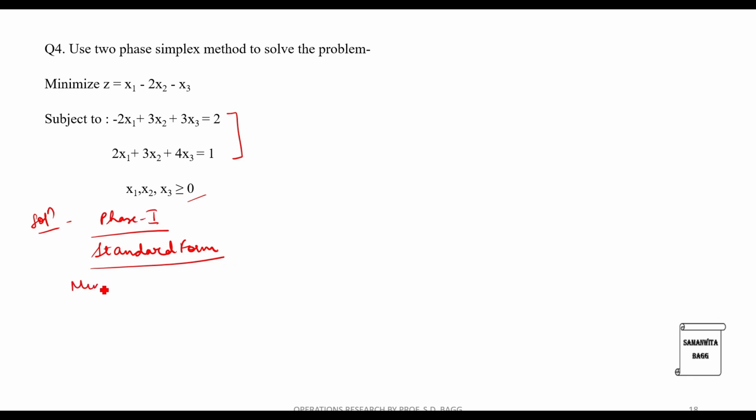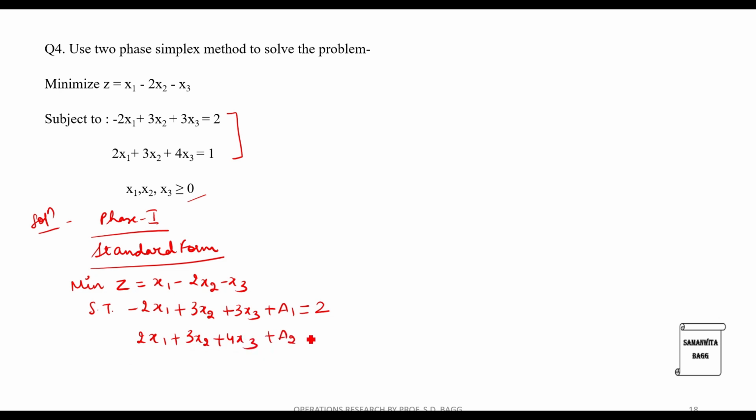For that, we have minimize z is equal to x1 minus 2x2 minus x3, and this is subject to minus 2x1 plus 3x2 plus 3x3 plus a1 is equal to 2 and 2x1 plus 3x2 plus 4x3 plus a2 is equal to 1. Here x1, x2, x3, a1 and a2 all are greater than or equal to 0.